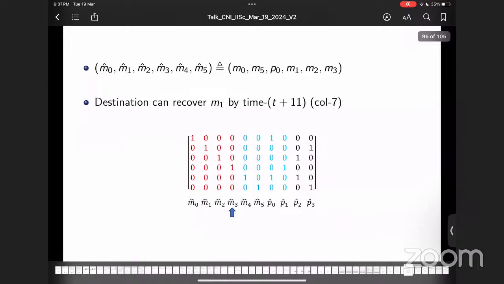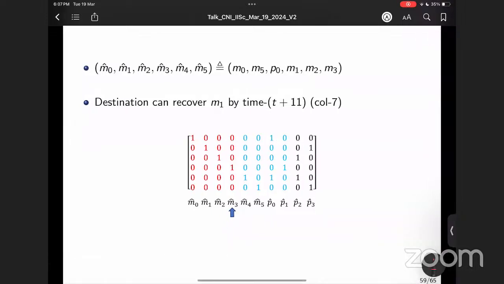Next, let's go to another example. After M0, I'll think about decoding M1, which is in fact M3 cap. So M3 cap is here, and T plus 4, T plus 5, like that it's going. M3 cap is nothing but M1, and M1 was originally sent at time T plus 1. So I should recover that by time T plus 11. This corresponds to T plus 13.